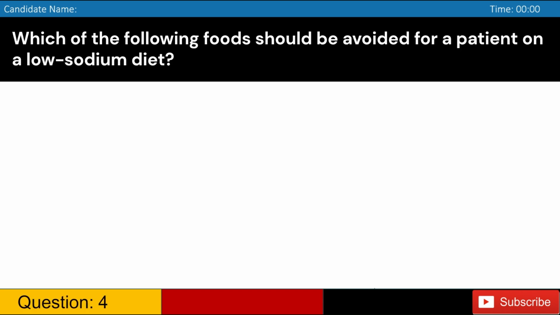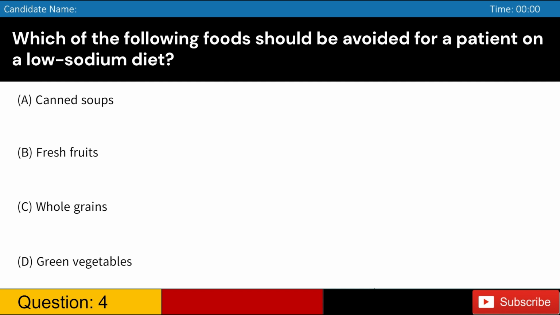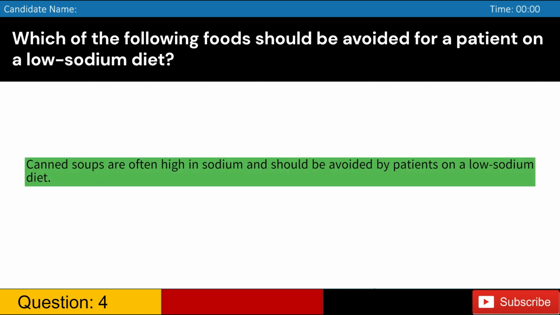Which of the following foods should be avoided for a patient on a low-sodium diet? A. Canned soups. B. Fresh fruits. C. Whole grains. D. Green vegetables. Answer A. Canned soups are often high in sodium and should be avoided by patients on a low-sodium diet.